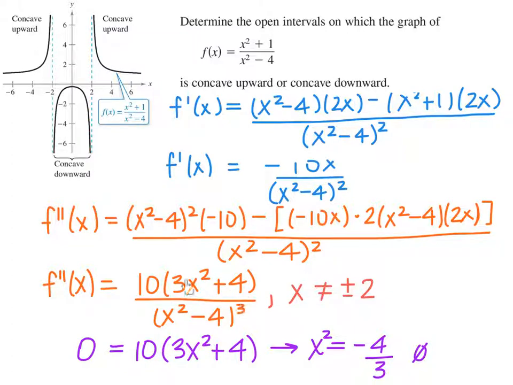I notice in the bottom that if I were to factor this out, if I put positive or negative 2 into that denominator, it's going to zero it out. So x cannot be positive or negative 2. Then I tried to solve for 0, set this thing equal to 0, and really all I needed was the numerator there, and I found that x squared is equal to -4/3, which is not going to give me a real answer. So these are the two numbers I'm going to be working with.